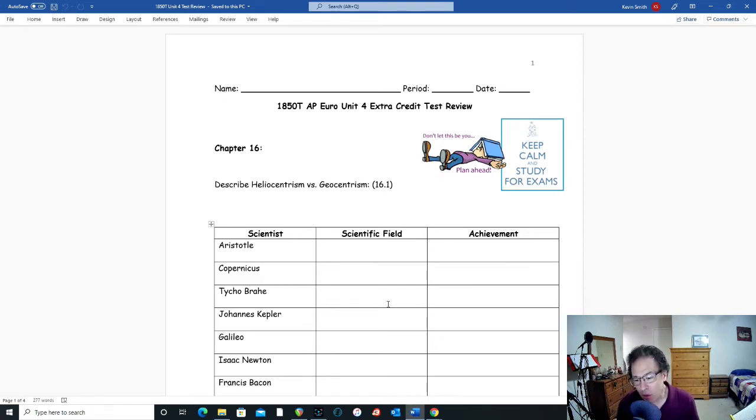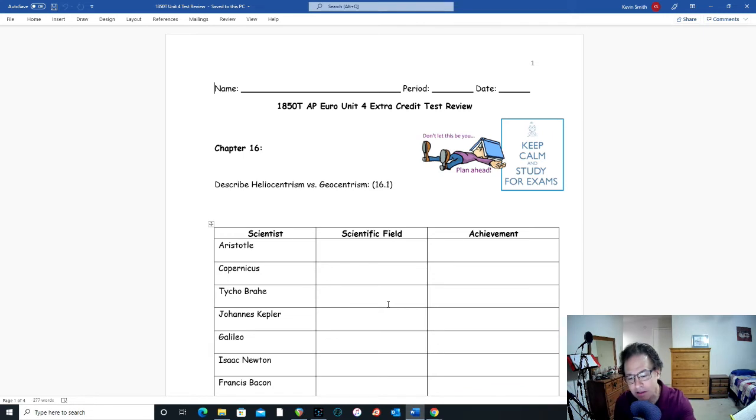Copernicus was the astronomer who put heliocentrism on the map. His scientific field was also astronomy. With regard to achievements, in 1543, he wrote On the Revolutions of the Heavenly Spheres. But he also knew that his calculations did not completely support heliocentrism.